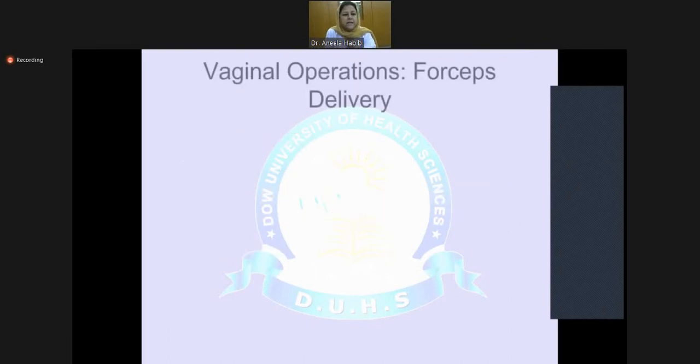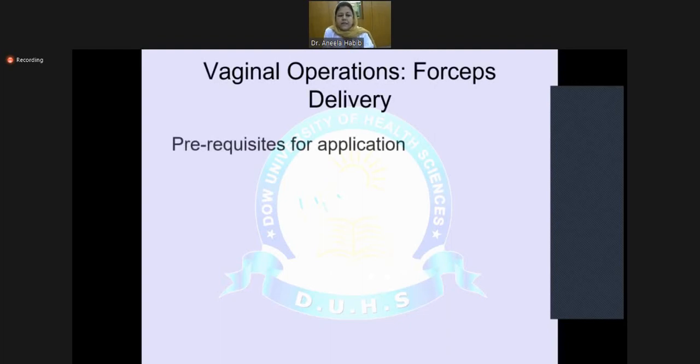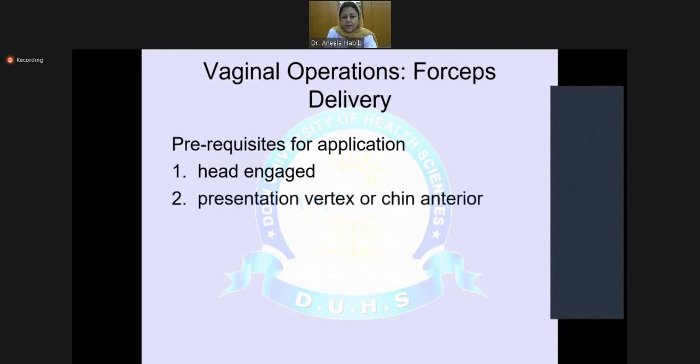Okay, and these are some prerequisites for the application of any of the instruments like forceps or vacuum delivery. The head must be engaged and descended down, with which you can fix the forceps in a proper way, if the head is visible at the level of the introitus. Presentation should be vertex or chin anterior. Posterior chin is an indication for cesarean section. With anterior chin in face presentation, you can apply the forceps for the delivery.